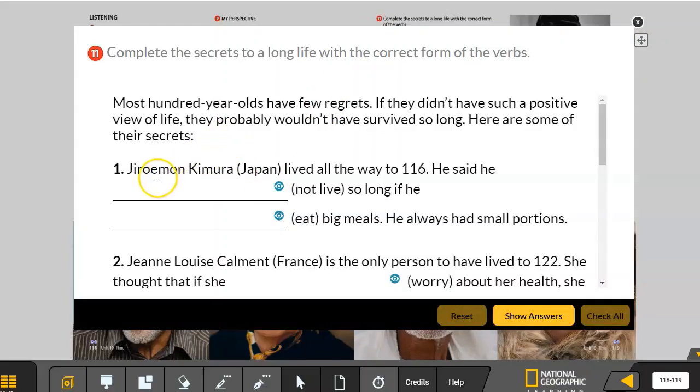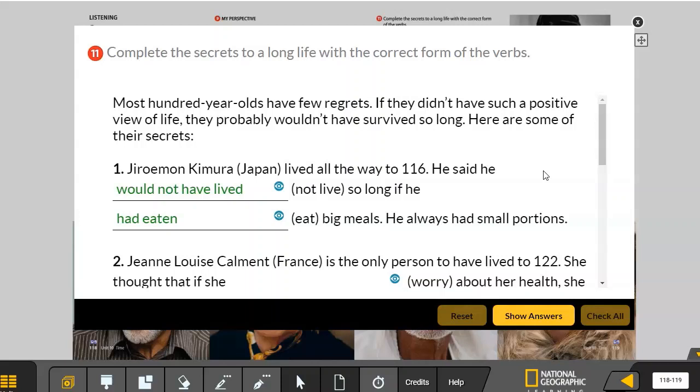It says here, Jiraemon Kimura, Japan, lived all the way to 116 years. He said he... remember, this is my if clause. Let me start: if he had eaten big meals, he said he wouldn't have lived. That's correct, guys. So the correct sentence is: Jiraemon Kimura, Japan, lived all the way to 116. He said he would not have lived so long if he had eaten big meals. He always had small portions.